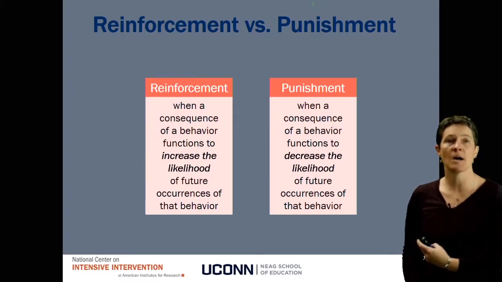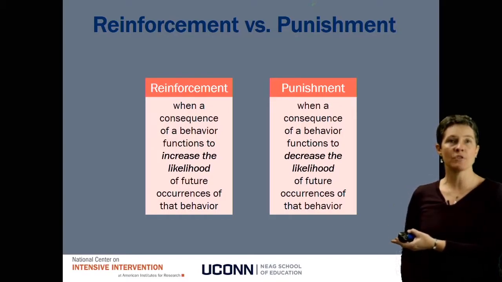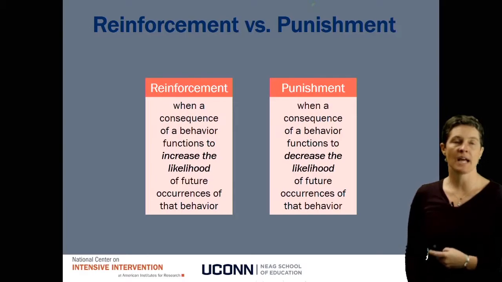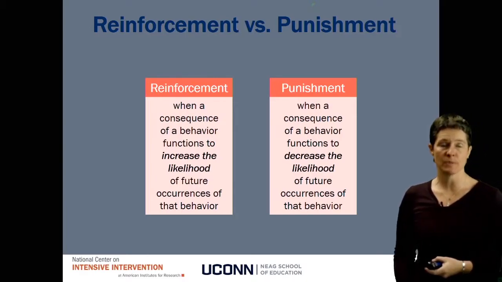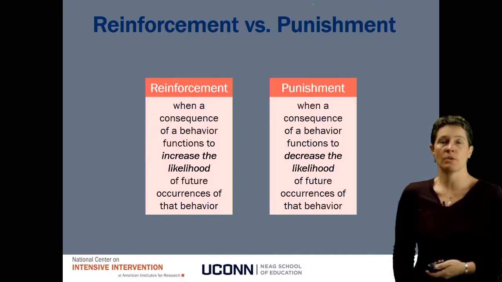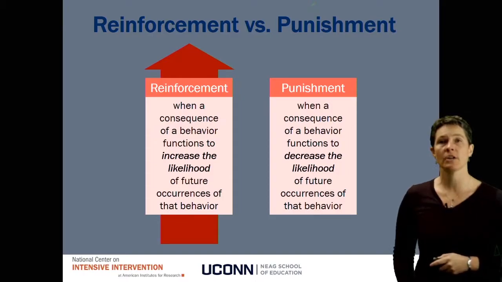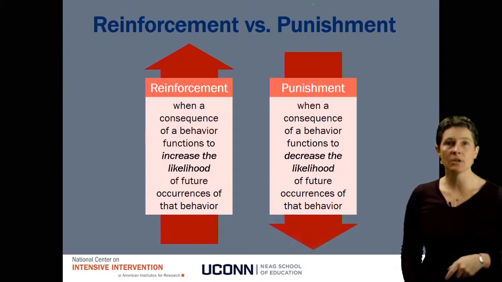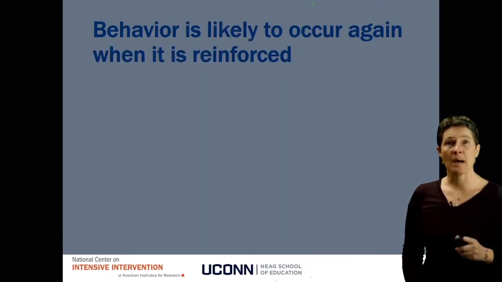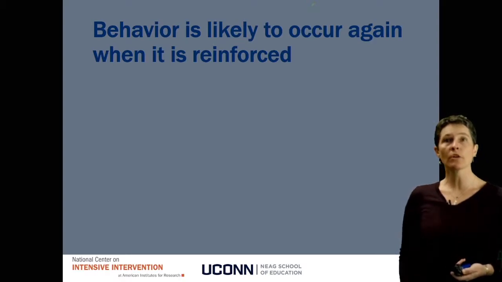Punishment is the exact opposite of that. So when the thing that happens or the consequence that happens after a particular behavior decreases the likelihood that that behavior is going to happen again in the future, we call that punishment. Again, not related to the intent with which we deliver a particular strategy. So reinforcement increases the future likelihood of a behavior. Punishment decreases the future likelihood of a behavior. Behavior happens again when it's reinforced. That is, we keep doing things that work for us.